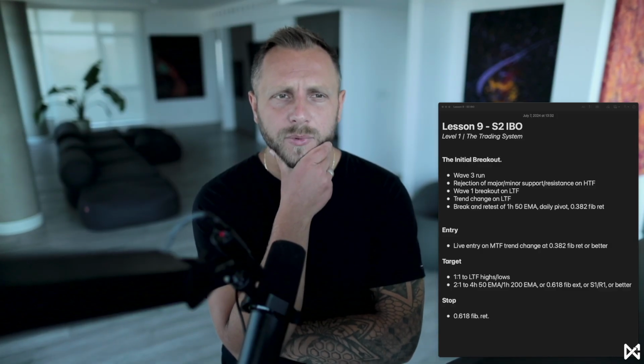And that wraps it up fully. Strategy 2, the advanced breakout. So we covered everything here. We covered targets, we covered stops, we covered entry, micro time frame trend change at around 0.3 to Fibonacci retrace or better. And that's it for strategy 2, the IBL. Pretty simple one.